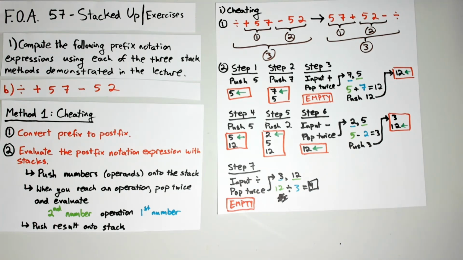And then for our last step here, right, we've got our division left over. Once again, it's an operation, so we pop twice, giving us a 3 and a 12. Reversing the order, we do 12 divided by 3, which is 4. So our answer for this expression here should be 4. So hopefully, with the other 2 methods, we also get 4 as our conclusion.